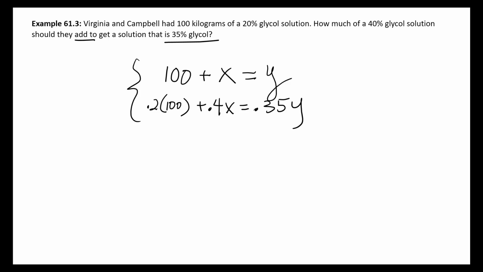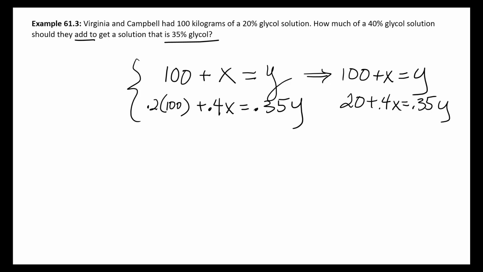But before I do that, I'm going to go ahead and multiply everything in the second equation, just leaving the first one the way it is. This one, 0.2 times 100 is going to be 20, and then 0.4x and then 0.35y. At this point, I would probably want to multiply that second equation by 100 to get rid of the decimals, but for this time, I won't do that, just to be different.